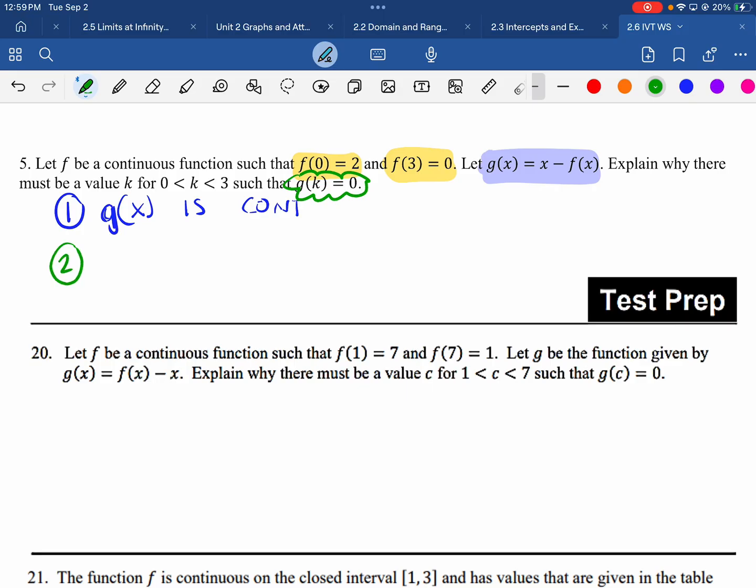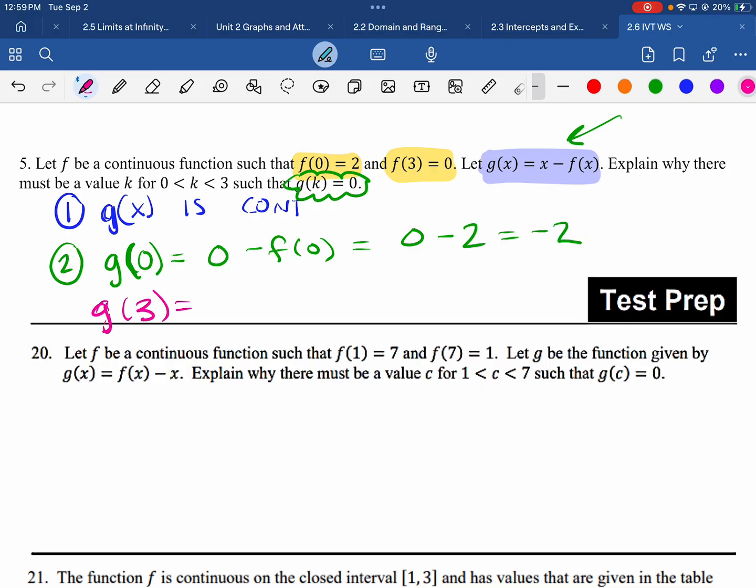The second thing you have to prove is that your y values are different. So in to G, what are you going to plug in? 0 and 3. Okay. So remember, your G function's right up here. So I'm going to plug 0 in. So I've got 0 minus f of 0. What is f of 0? 2. So that's going to all be negative 2. And then I got to do 3. 3 minus f of 3. And what is f of 3? 0, which is going to be 3.